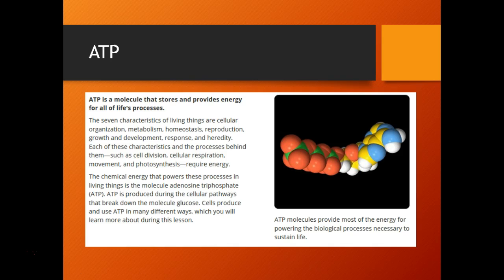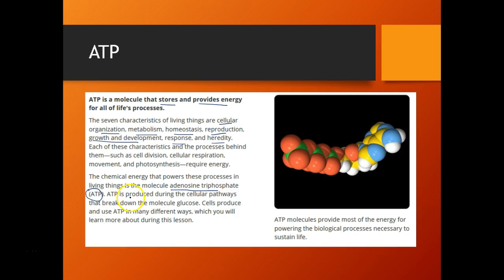So let's take a look at ATP. ATP is a molecule that stores and provides energy for all of life's processes. Previously in the unit, we talked about the 7 characteristics of living things: cellular organization, metabolism, homeostasis, reproduction, growth and development, response, and heredity. All of these characteristics require ATP on some level. The chemical energy that powers all of these processes is in the molecule adenosine triphosphate, which we call ATP.